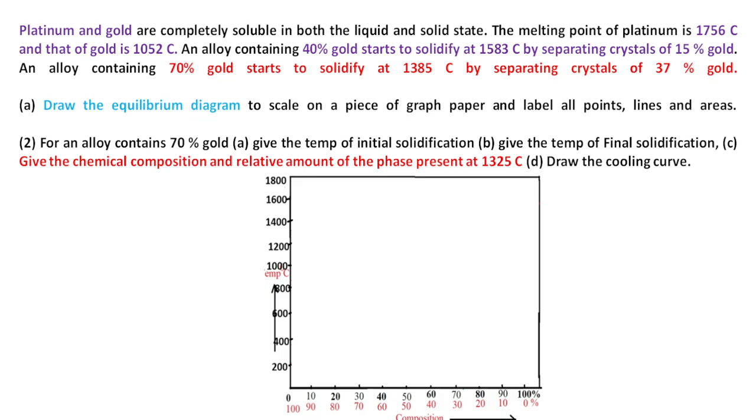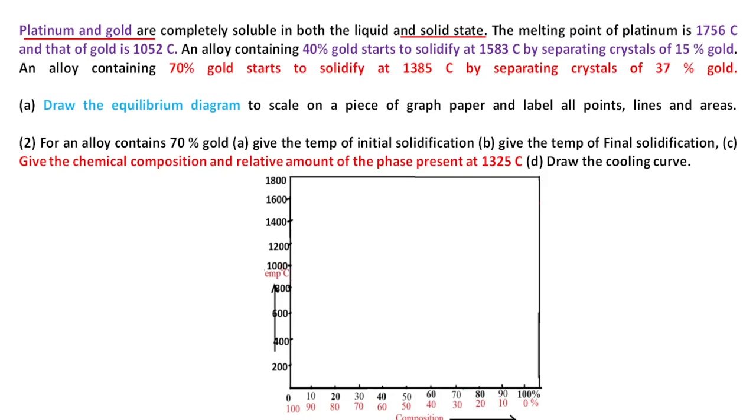Platinum and gold are completely soluble in both the liquid and the solid state. This is the isomorphous solid solution problem.